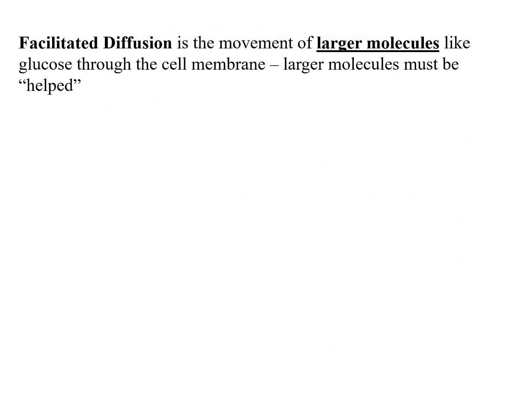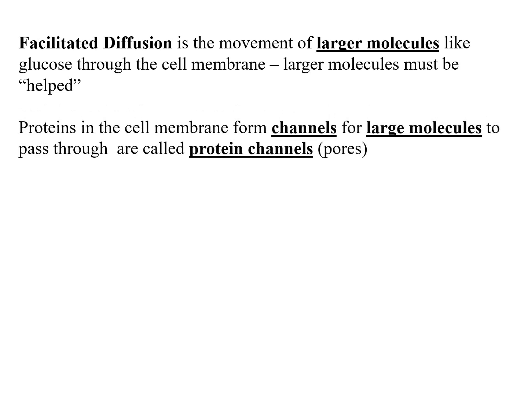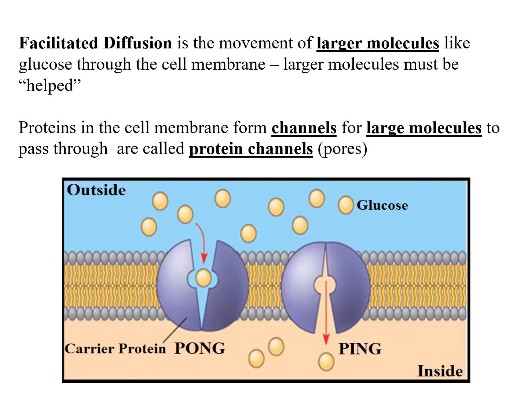Next, facilitated diffusion is a movement of larger molecules like glucose through the cell membrane. Larger molecules must be helped. In this case, proteins in the cell membrane form channels for larger molecules to pass through, called protein channels. For example, I have given the ping pong mechanism. This is a very important facilitated diffusion question as a subdivision or 2-mark question. When we are asked for 2 marks, this slide is more than enough to give you 2 marks. On subdivision, sometimes they may ask. In that case, you have to draw this diagram.